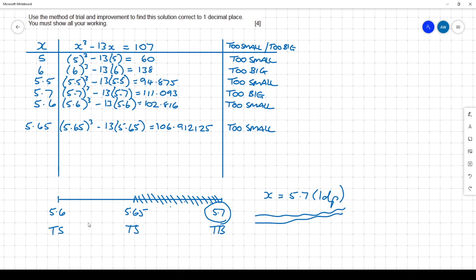and then we do this little number line to illustrate which one we're going to choose. So you write your three values, 5.6, 5.65, 5.7, too small, too big. The answer obviously lies between too small and too big. If I carried on forever, I haven't got time to carry on forever, so the best answer to 1 decimal place is 5.7. And don't forget to write it down.